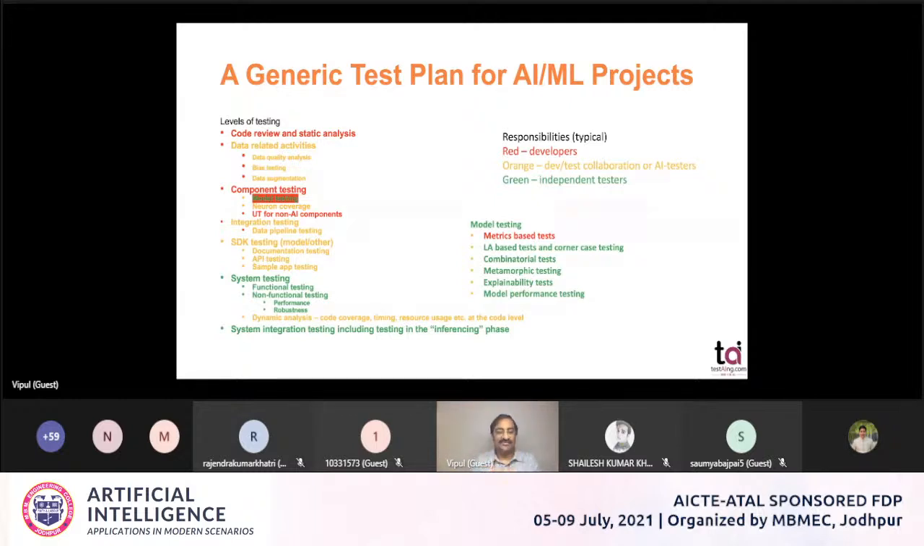These days, models are put as part of a container, for example, Docker, and deployed on AWS, which scales. A large number of containers are spawned when there is more pressure or more load and so on. So those kinds of tests we are talking about here. At the same time, dynamic analysis testing can also be done. And finally, I'd like to say system integration testing includes testing in the inference phase where you are making inferences.